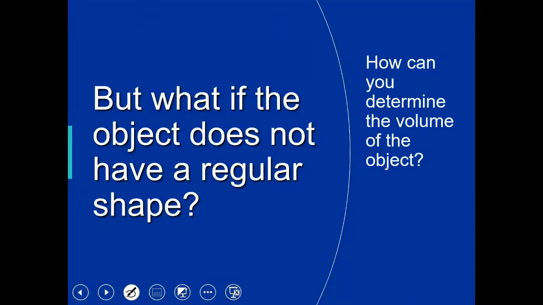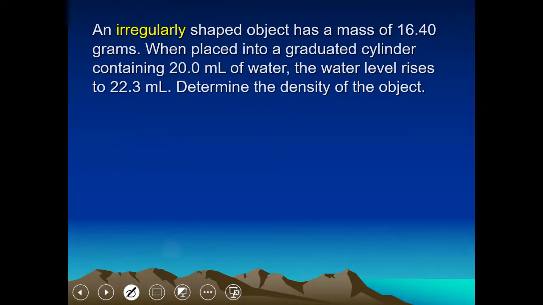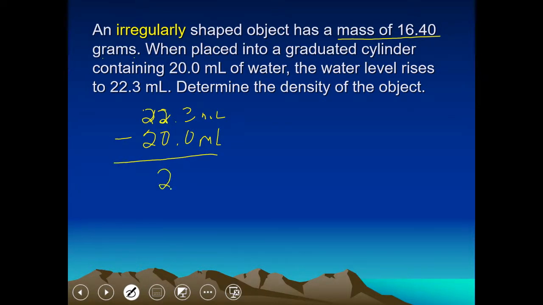So let's just try one quick, if I can get my slide to change. There we go. Water displacement. So if I have an irregularly shaped object, there's the mass, 16.40 grams. If it's put in a graduated cylinder, there's 20 milliliters of water, and the water level goes up to 22.3. To get the volume of the object, you have to take the new water level, 22.3 minus the 20, and it's 2.3 milliliters in this case.